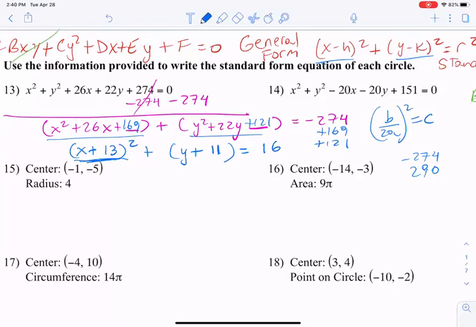If you're having trouble with completing the square, I suggest you watch a video on completing the square, but I'm just solving the problems as they are. I assume that you know how to complete the square, and that's basically it. Okay, so let's do the next problem.